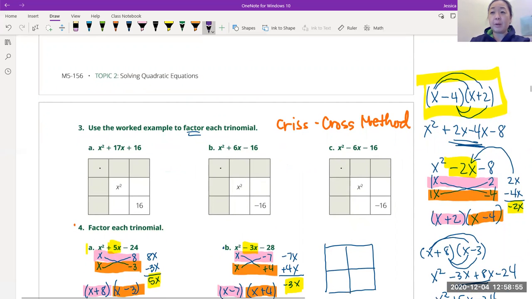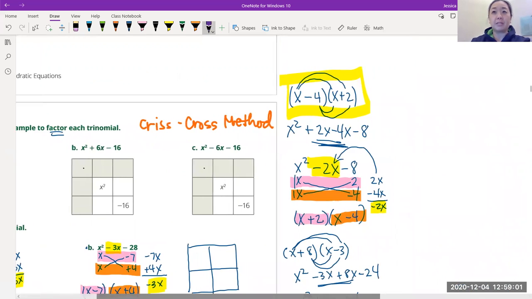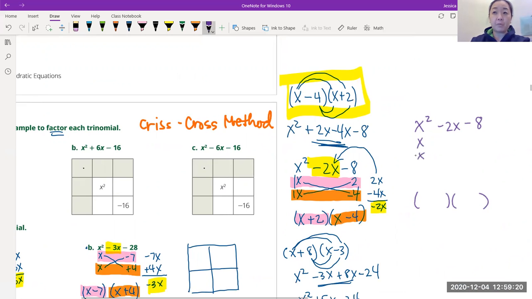I think it's better if I just show you straight away. So let me show you in a new one. Here's my x squared minus 2x minus 8. What we're going to do is write down the factors of x squared, because I know that my answer is going to look something like this. These first two terms are going to be x squared, so I'm going to go x times x, because I know that x squared is x times x.